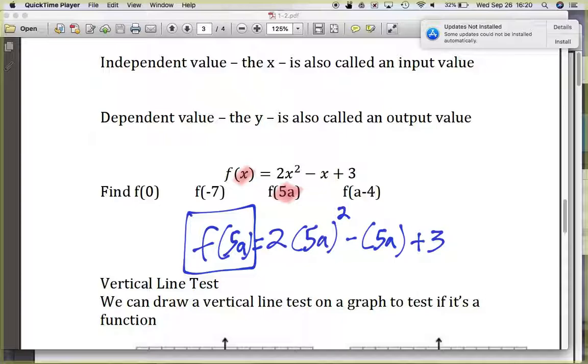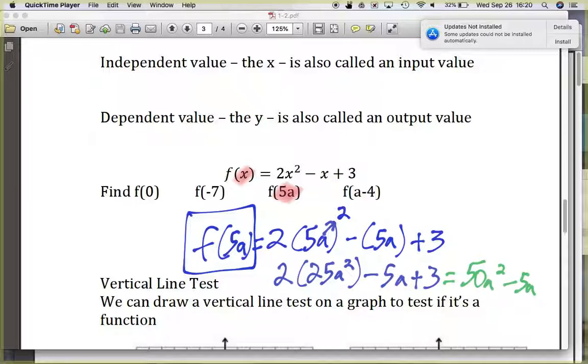Okay? So when squaring something, we know that you have to square every piece. So 5 squared is 25. A times a is a squared. This one, luckily enough, isn't too complicated. It just equals 50a squared minus 5a plus 3. Okay?